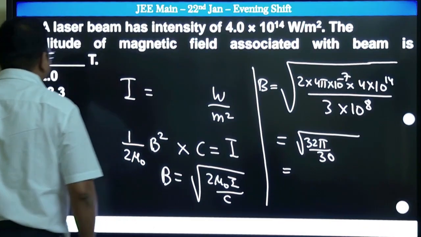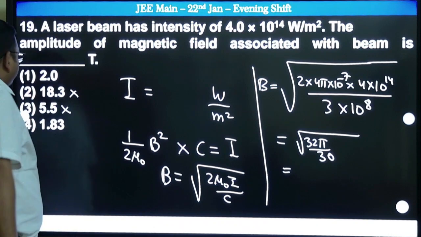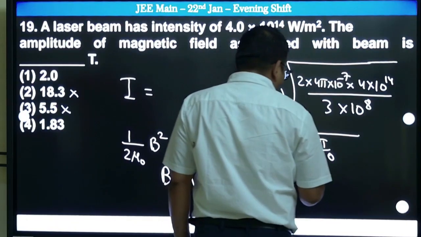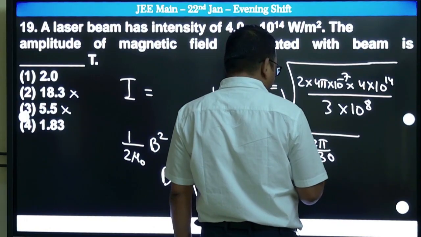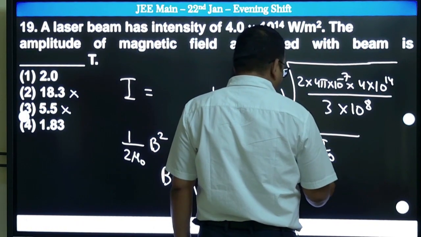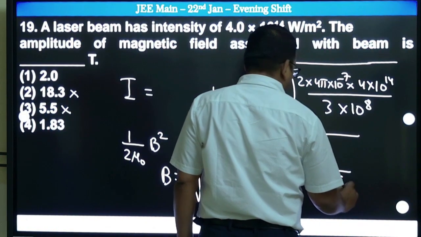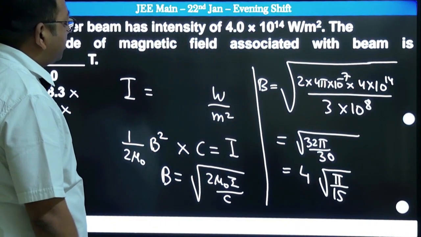It cannot go that large a value, 5.5 or 18.3. Out of this only you have to choose, right? So this you need to calculate. I think this is 16 into 2. 2 you can cancel, so 4 will come out, root under pi by 15, correct? Root under pi by 15.